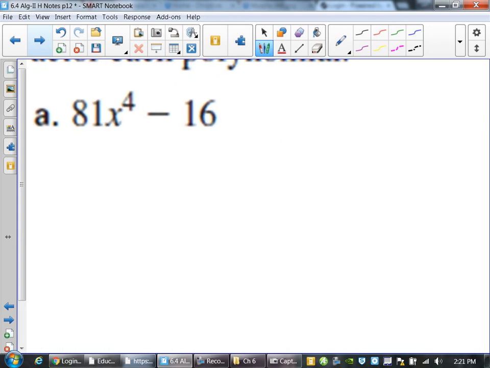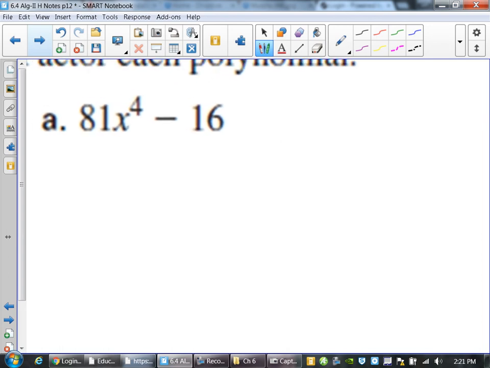Look at this one first. 81x to the 4th minus 16. So in this one, you've got 2 terms and a subtraction symbol, which means you should probably check, well, is 81x to the 4th a perfect square? Yes, 9x squared. And is 16 a perfect square? Is that a subtraction symbol? Yes. So you can treat this exactly like you would a difference of squares. You get 9x squared minus 4 and 9x squared plus 4.